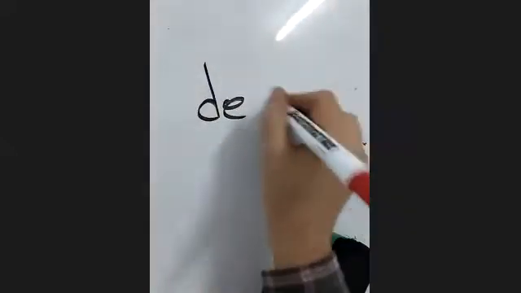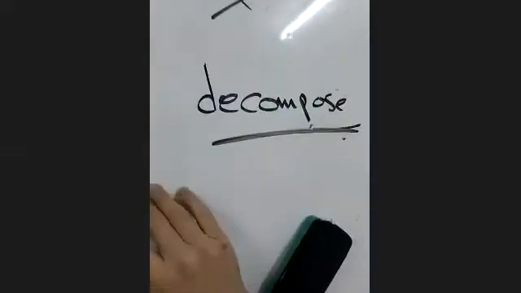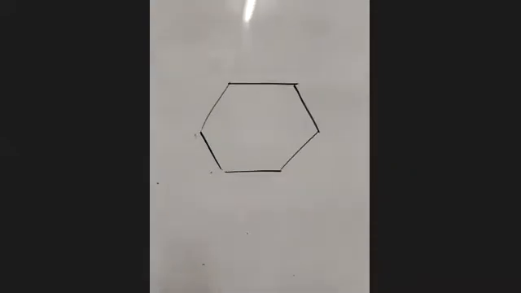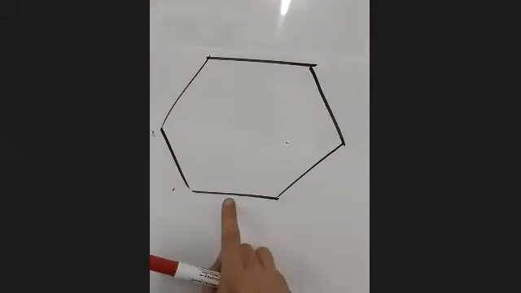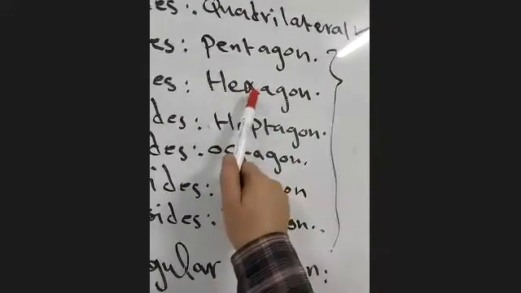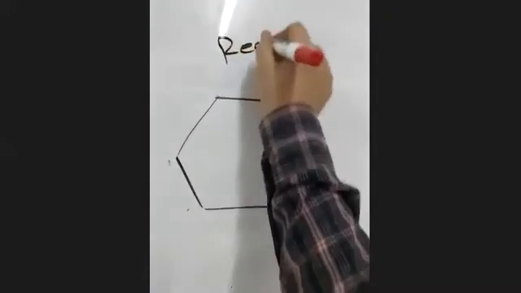Look here, guys. What does decompose mean? Decompose means to make divisions. Look here. For example, this one. This is a polygon. Let's count its sides. 1, 2, 3, 4, 5, 6. 6 sides, right? What do we call it? Hexagon. Let's assume that this one is a regular hexagon, okay?